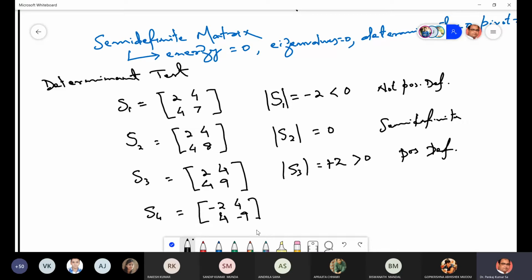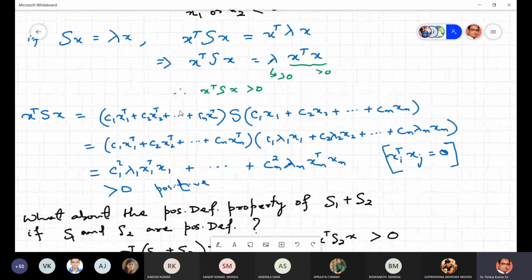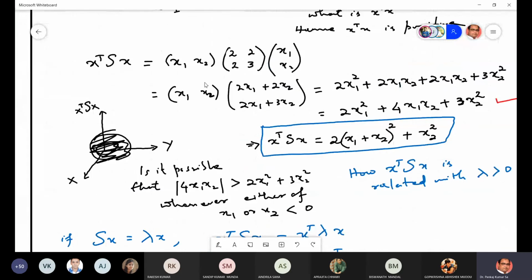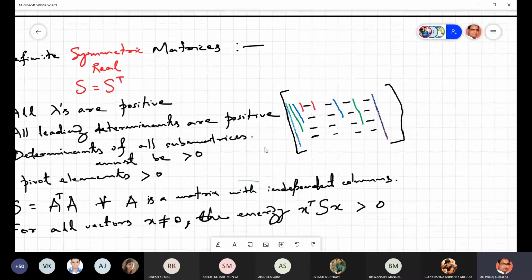Well, the determinant of S4 is positive. But the definition says that all the leading determinants should be positive. So that is what I wrote in the last class. If I scroll it up and show it to you, yeah, this diagram I made.